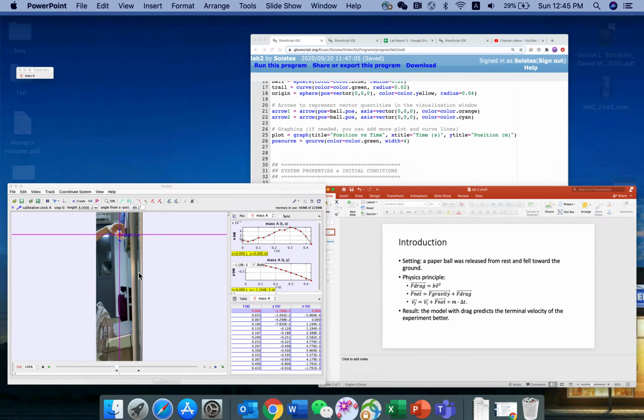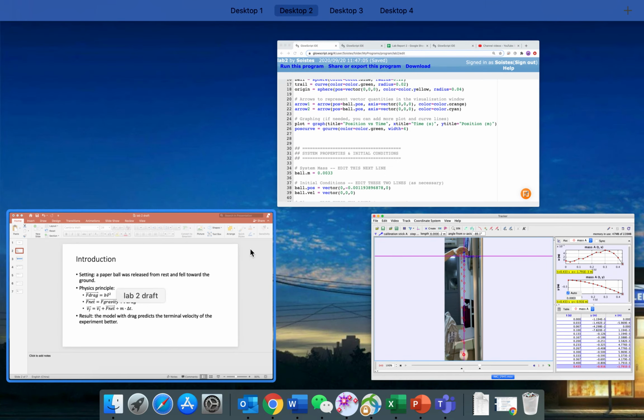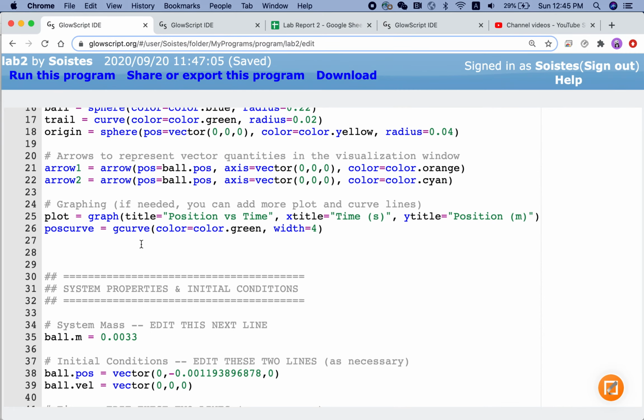And let's first look at the tracker. I track the center of mass of this paper ball, and I derive the y value here, derive the experiment data. And then let's look at the computer model.